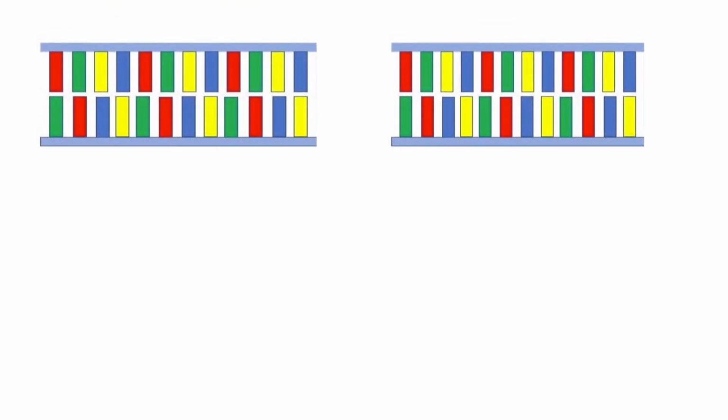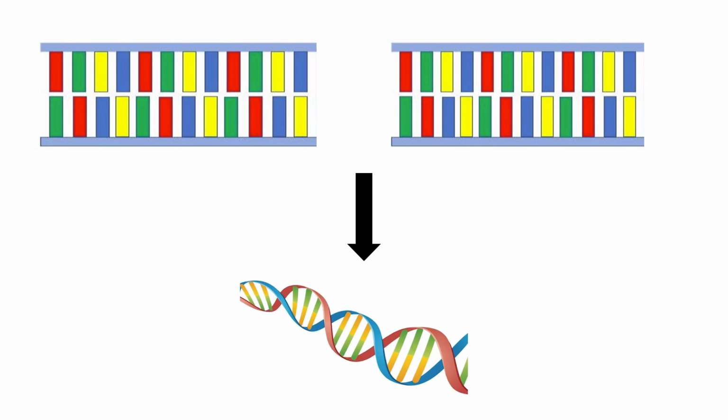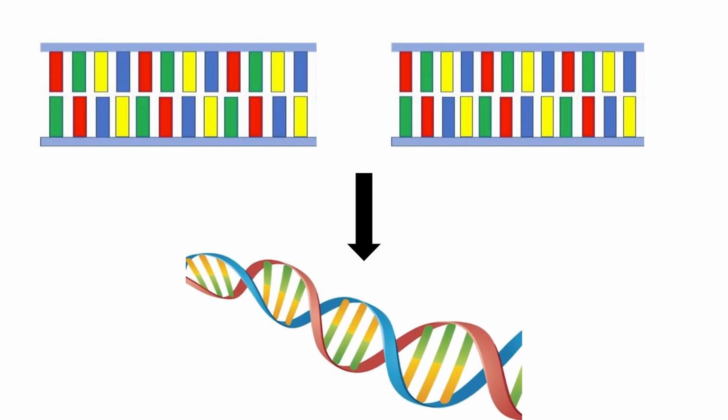After the process of DNA replication is completed, the two newly synthesized DNA molecules coil up into the DNA helix model. In this way, the semi-conservative nature of DNA replication happens.